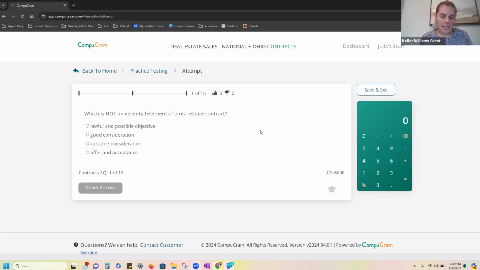Which is not an essential element of a real estate contract? A, lawful and possible objective. B, good consideration. C, valuable consideration. Or D, offer and acceptance. So which is not an essential element of a real estate contract? Oh, sorry, I accidentally clicked it. I was saying B.